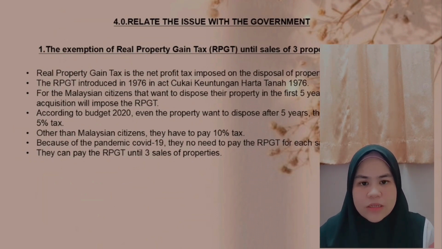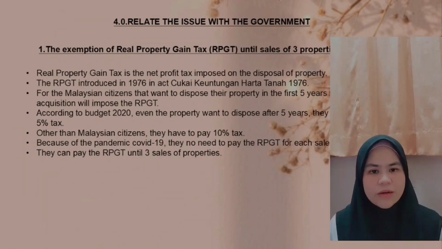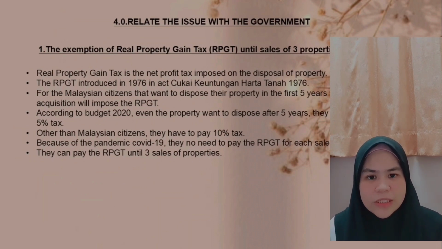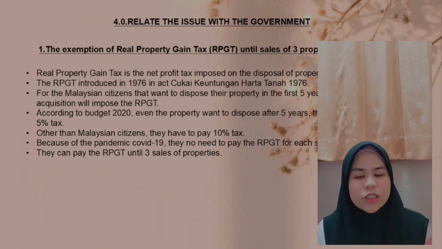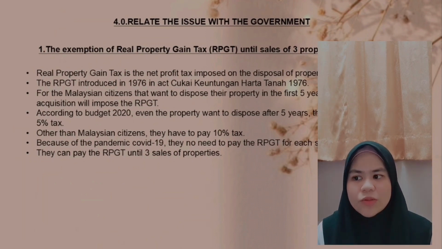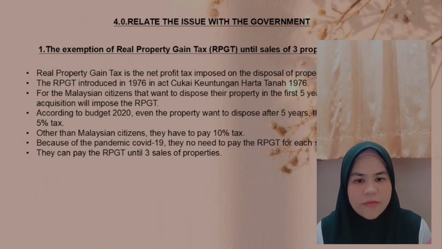For the Malaysian citizen that wants to dispose of their property within 5 years from the date of acquisition, RPGT will be imposed, which means after 5 years, if they want to dispose of their property, they no need to pay RPGT. But according to 2020, even if the property is disposed of after 5 years, they still need to pay the 5% tax of RPGT. Other than Malaysian citizens, they need to pay 10% of RPGT.